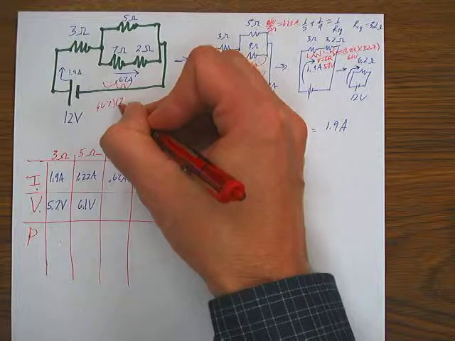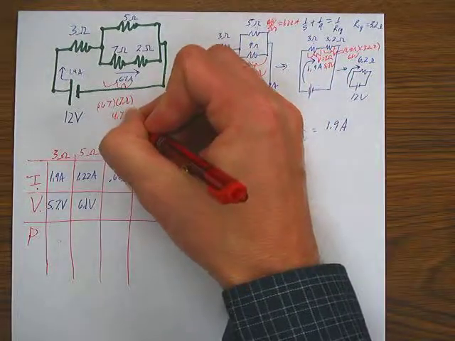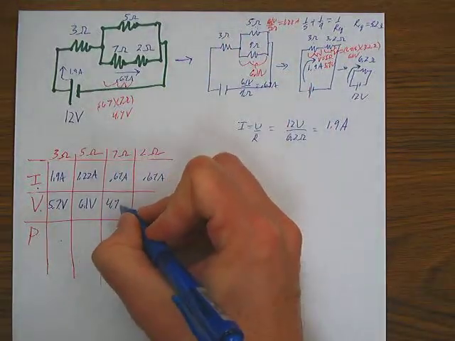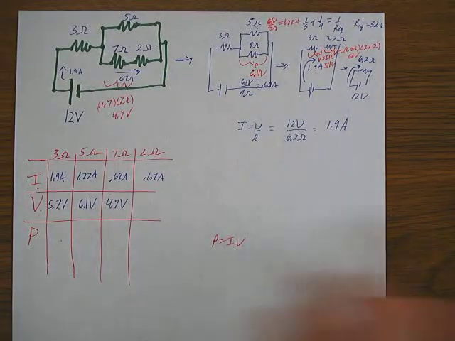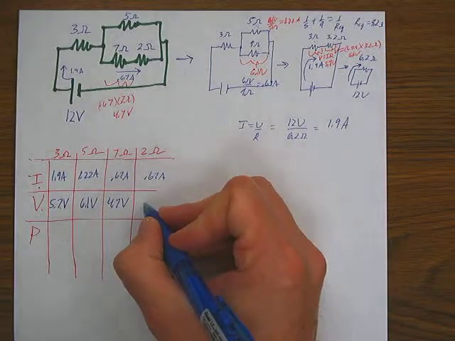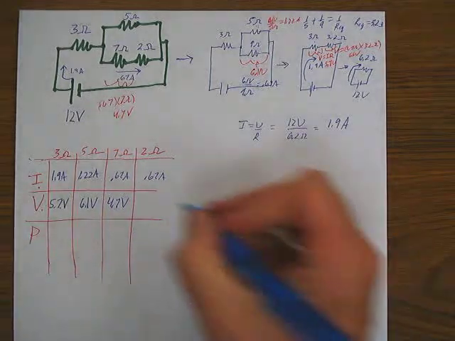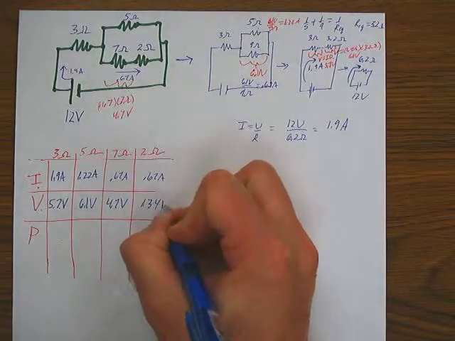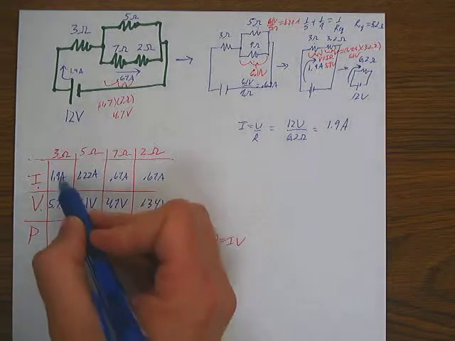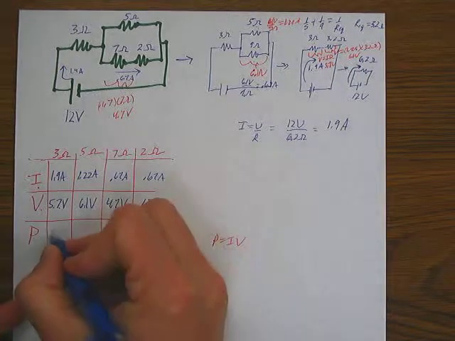So current of 0.67 times 7 ohms of resistance, I get 4.7 with rounding. And the other one, when I multiply 2 by 0.67, I get 1.34 volts across that. Now my last step, really, to find the power in watts is just the current times the voltage.